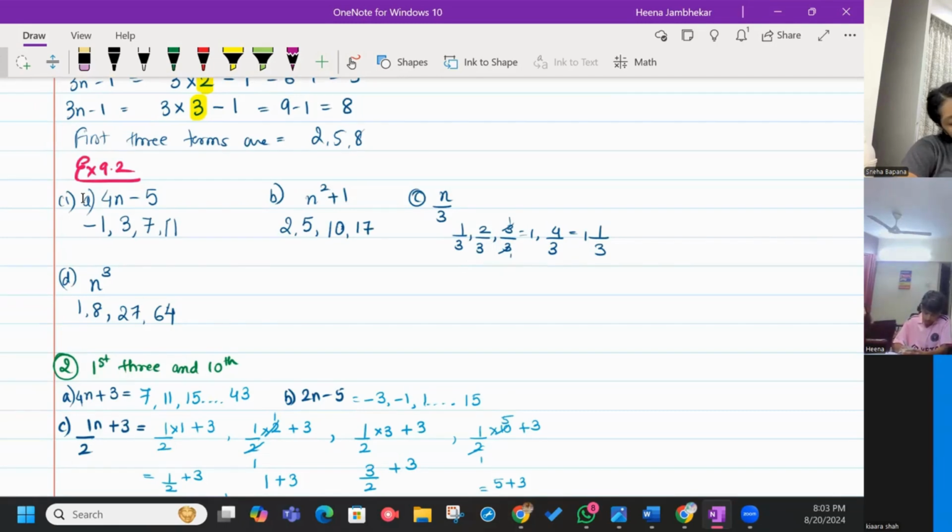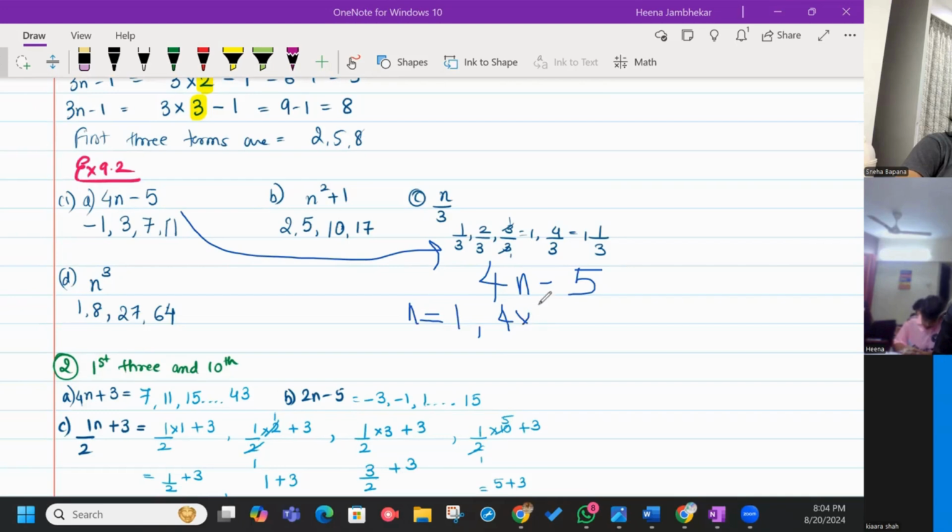You want to write the working? Write the working for the first sum if you want. This will be 4n minus 5. Meaning, in the first case, my n is equal to 1. So 4 into 1 minus 5. That gives you 4 minus 5, which gives you minus 1.